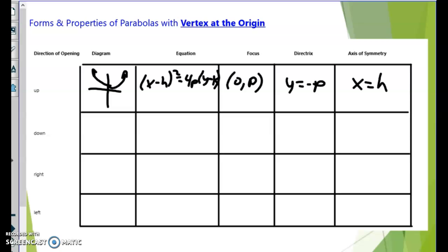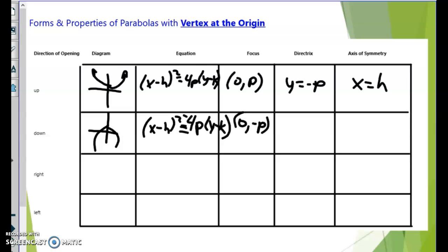Now if it opens down, same deal, we get (x minus h) squared equals negative 4p(y minus k), and (0, negative p) is my focus, y equals p is the directrix, because that would be above it, and my x equals h is still my axis of symmetry.